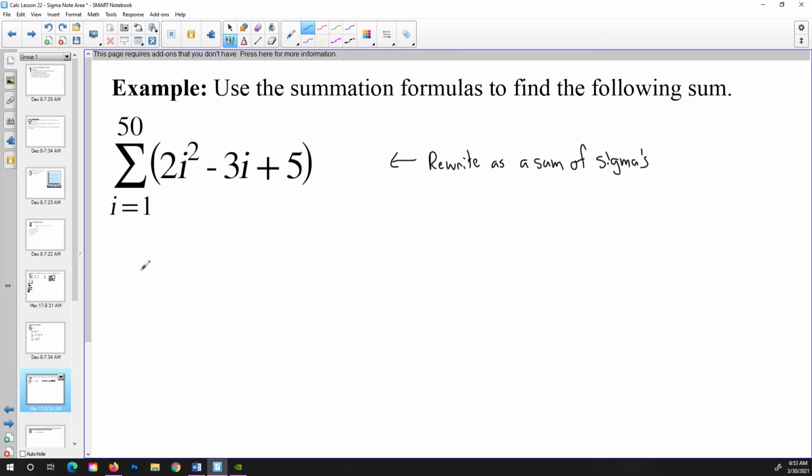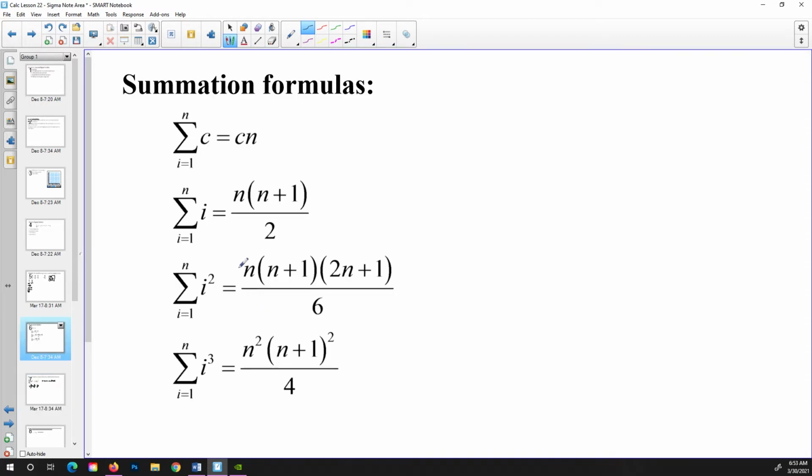And so I'm going to go to the sum as i goes from 1 to 50 of i squared, minus 3 times the sum as i goes from 1 to 50 of just i, plus the sum as i goes from 1 to 50 of just 5. And now I can replace that first sum with this equation here, the second sum with this equation here, and instead of putting in the n values, I'm going to substitute with the given value of 50.